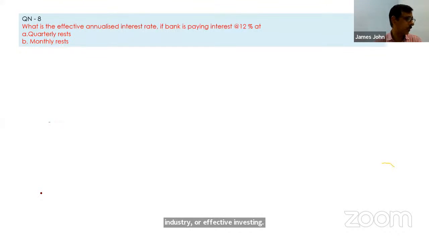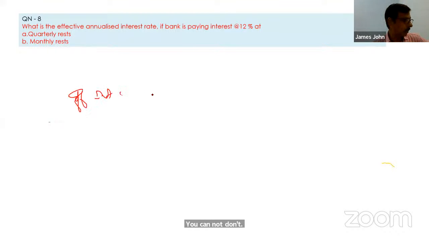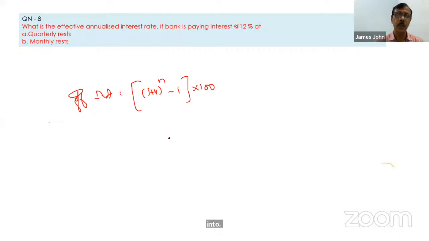There is a formula for this. The formula for the effective interest rate is 1 plus R, the whole raised to n, minus 1, into 100. You can note it down. Effective interest is 1 plus R the whole raised to n minus 1 into 100.